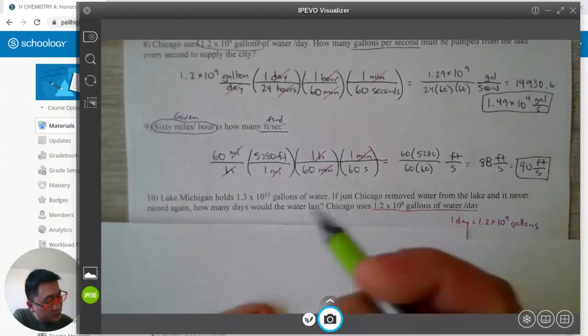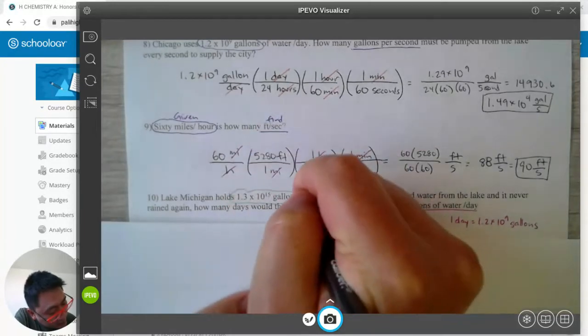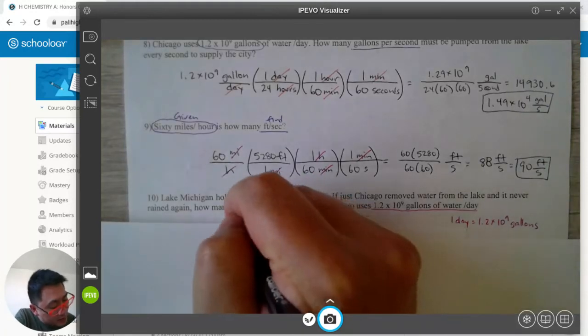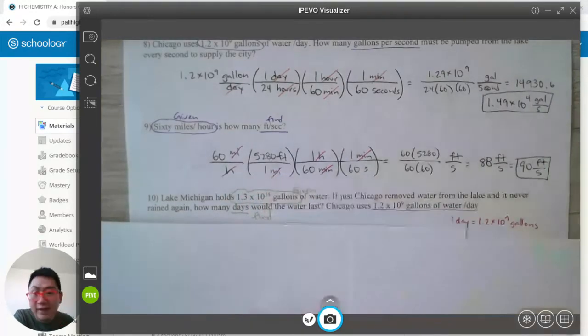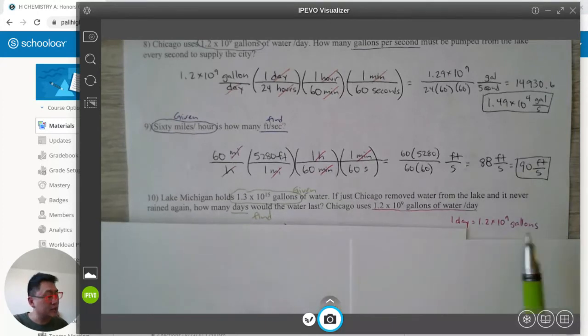Maybe I should circle that. In fact, I will circle that right now. And I will write, this is my given. The question is, how many days? I'm trying to find the number of days. Given 1.3 times 10 to the 15 gallons, find the number of days. I know how to change gallons to days. It's right here. 1.29 times 10 to the 9th gallons is a day.